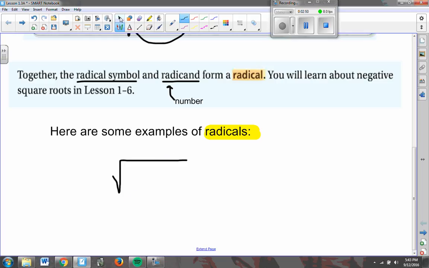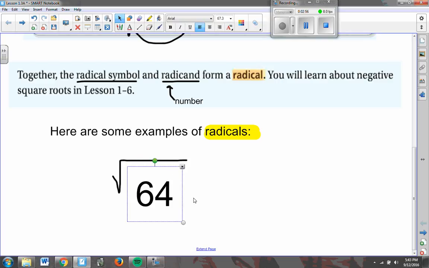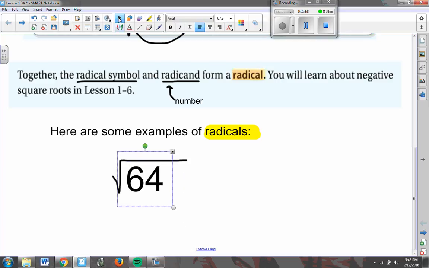Okay, so if I make that symbol and I put in there 64, I put 64 in my radical symbol here. This together is a radical. Okay, so I have a radical symbol and a radicand, a number underneath. Together they make a radical.